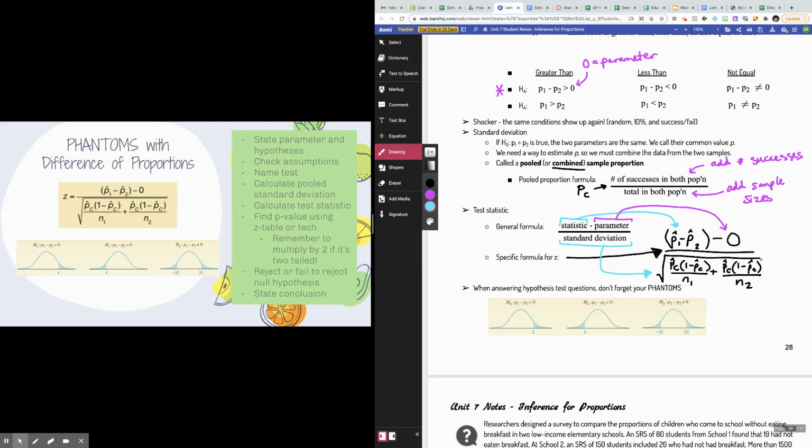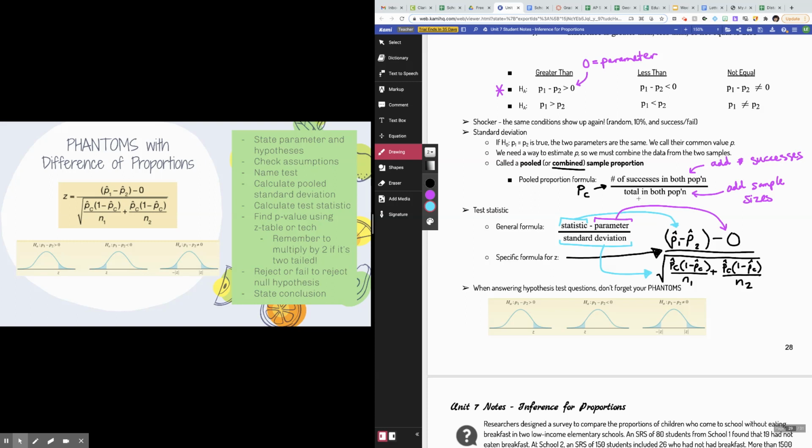Find your p-value using either the z-table or normal CDF on your technology. Remember that if your test is two-tailed, meaning your alternative hypothesis has a not equal to symbol in it, whatever probability you get from the z-table or normal CDF, multiply it by 2, only if you are dealing with a not equal to sign in your alternative hypothesis.